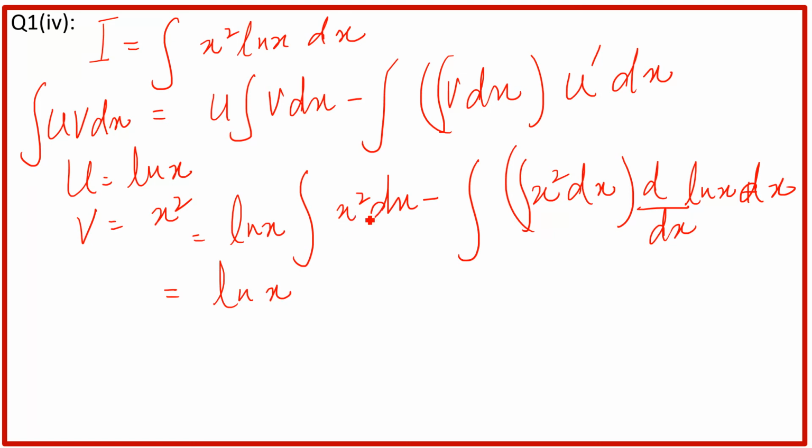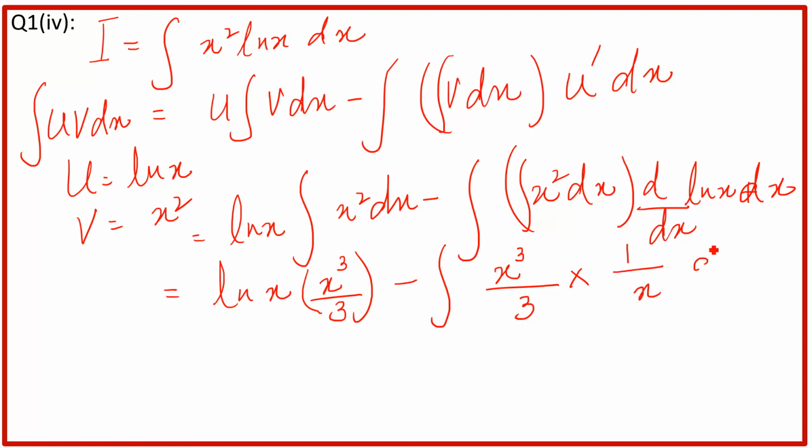Now I will do it directly. See how I will integrate it. This is x square, so it will be x cube divided by 3. You have to add one to the power and the new power will be 3, 2 plus 1 is 3. Then you have to divide by the same power, 3. The integration of x square will be x cube over 3, and the derivative of natural log of x will be 1 over x dx.